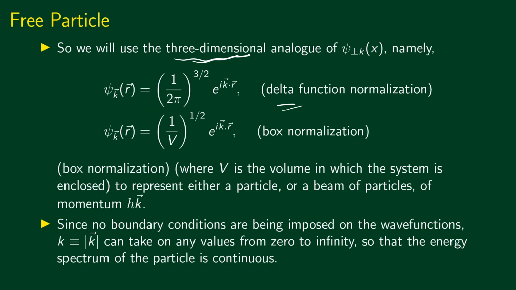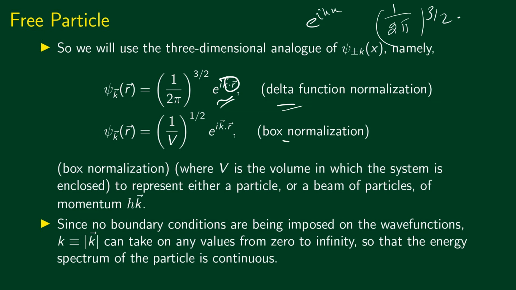In the delta function normalization, instead of 1 by square root of 2 pi, we would have 1 by 2 pi raised to 3 by 2, because there would be 1 divided by square root of 2 pi for each dimension in space. So you would have the normalization constant as 1 by 2 pi raised to 3 by 2. And instead of e raised to ikx, obviously we would have e raised to ik vector dot r vector, or exponential ik vector dot r vector.